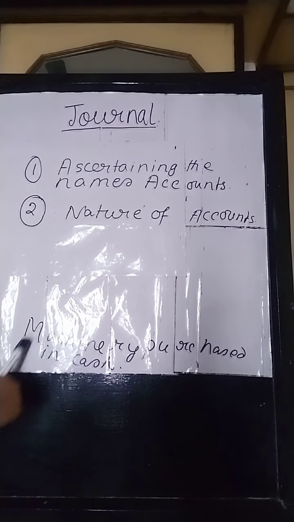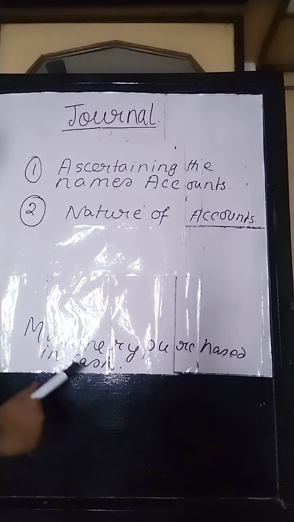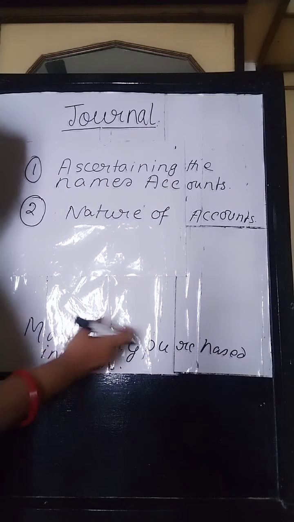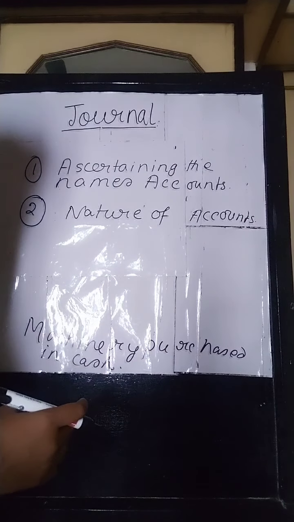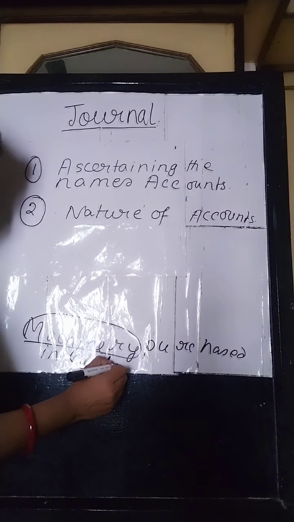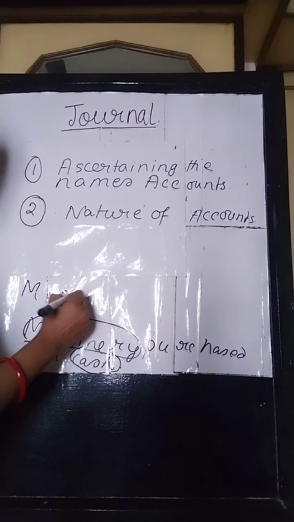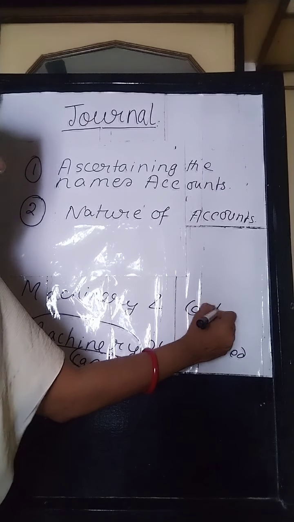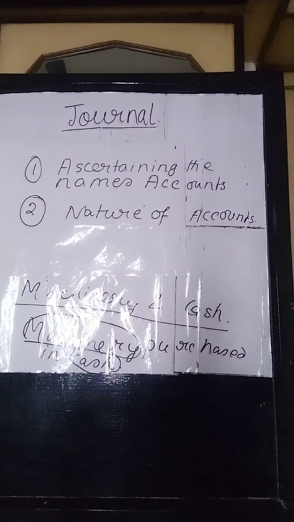First what you have to do is ascertain the names of the accounts. Since we are following the dual entry system, we have to find out the two accounts involved in this transaction. What are the two accounts involved? Number one is machinery account, and number two is cash account. Since the machinery is purchased for cash, the two accounts involved are machinery and cash.